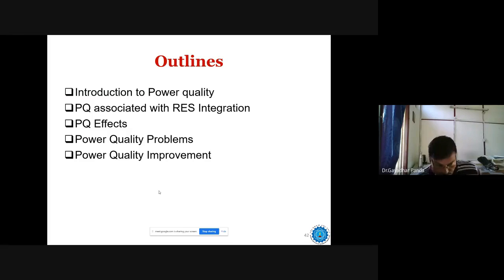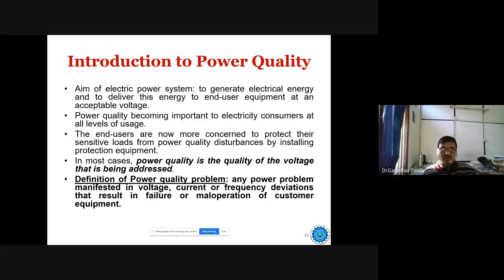Here we'll be discussing a few very basic things about power quality events, and what their effect is, and the power quality problems, and what the power quality improvement using active power filters is. These are the basic definitions of the power quality problems. Any power problem manifested in voltage, current, or frequency deviation that results in failure or mal-operation of the customer equipment. That is the power quality problem.